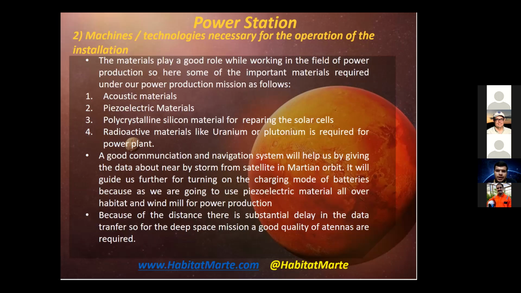A good communication and navigation system will help us by giving data about nearby storms from satellites in Martian orbit. It will guide us for turning on the charging mode of batteries, because we are going to use piezoelectric material all over the habitat, and windmills for power production. Because of the distance, there is a substantial delay in data transfer. So for the deep space mission, good quality antennas are required near our habitat.